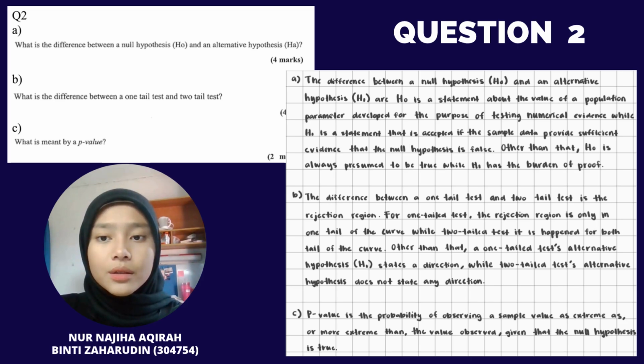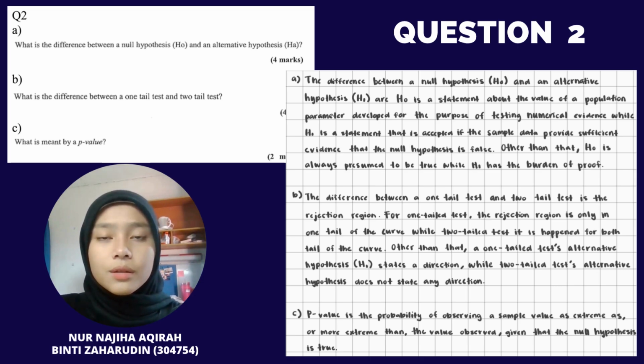So the next question, question 2B, is about the difference between a one-tailed test and a two-tailed test. The difference is the rejection region. For a one-tailed test, the rejection region is only in one tail of the curve, while for a two-tailed test it happens in both tails of the curve. Other than that, in a one-tailed test H alternative states a direction, while in a two-tailed test H alternative doesn't state any direction.